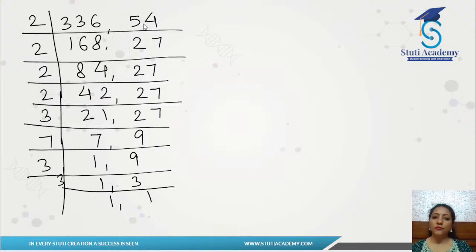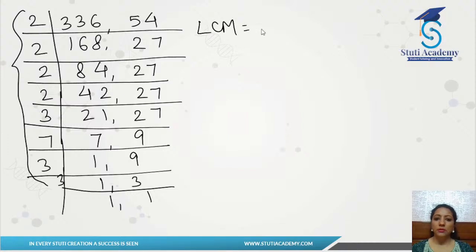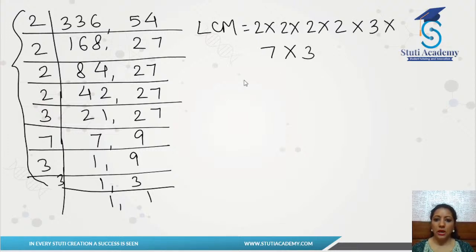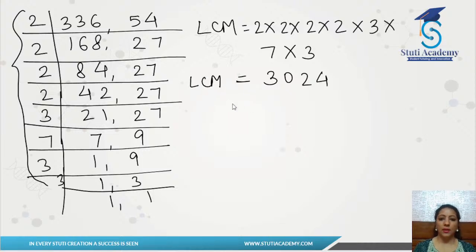So in order to solve for the LCM of the given numbers, we'll multiply all of these. So the LCM would be 2 into 2 into 2 into 2. So we've taken four 2's here, and then we have 3 into 7 into 3. Once you multiply all of these, you're going to get the LCM as 3024. This is the LCM which you're going to get.